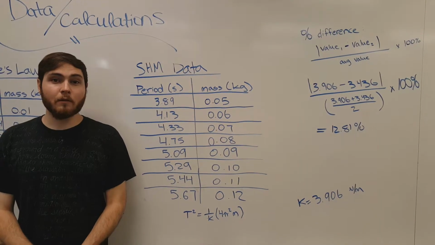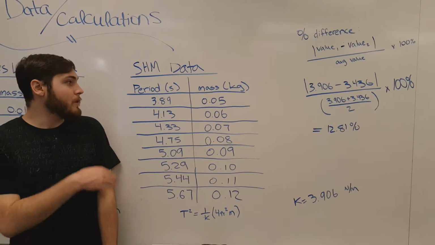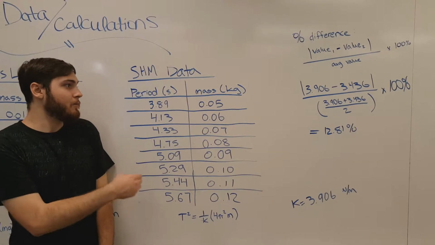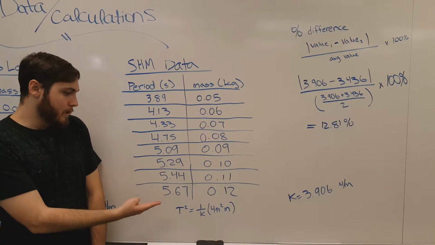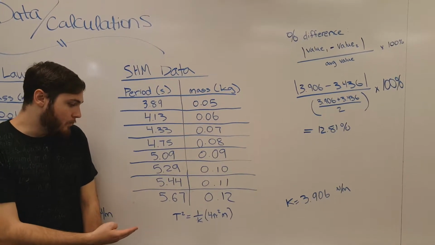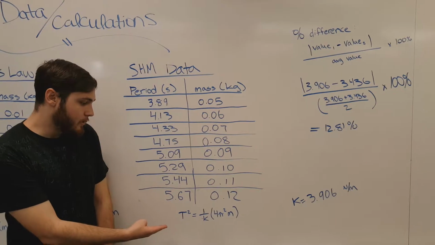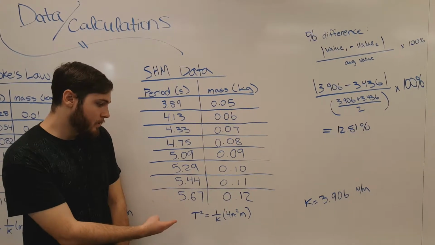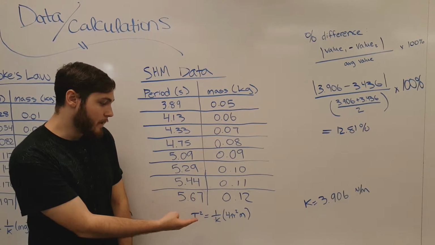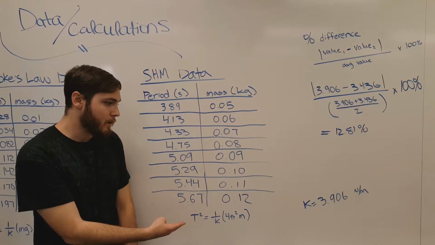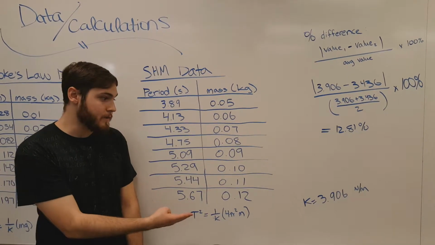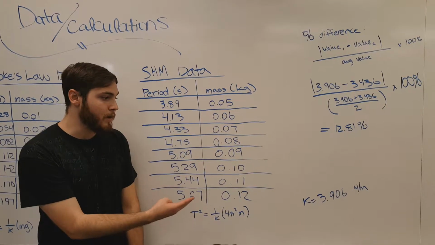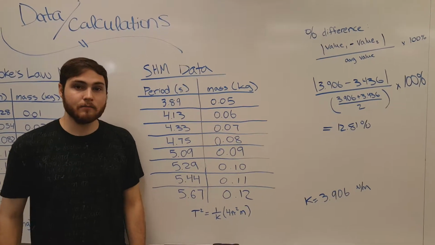For the simple harmonic motion data, we recorded the period of the oscillation and we compared it to the amount of mass that we added. This is our data table for all the points that we recorded. We use this function here to compare period to the mass added, and through some algebraic manipulation we were able to figure out the spring constant, which for this data set we got to be 3.906 newtons per meter.